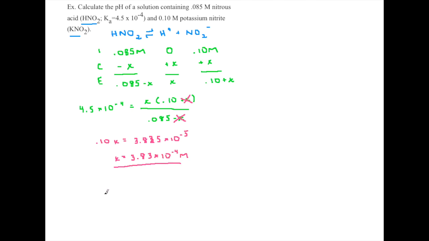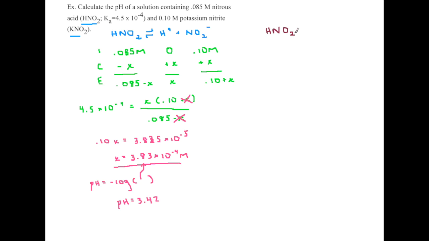It asked me to calculate my pH, though, it doesn't ask for my concentration of H+. So to find the pH, I just need to take the negative log of this value right here. And when I do that, I end up with a pH of 3.42. Now, if I didn't have NO2 minus in my initial solution, this is how the problem would look. This is how it would be different.